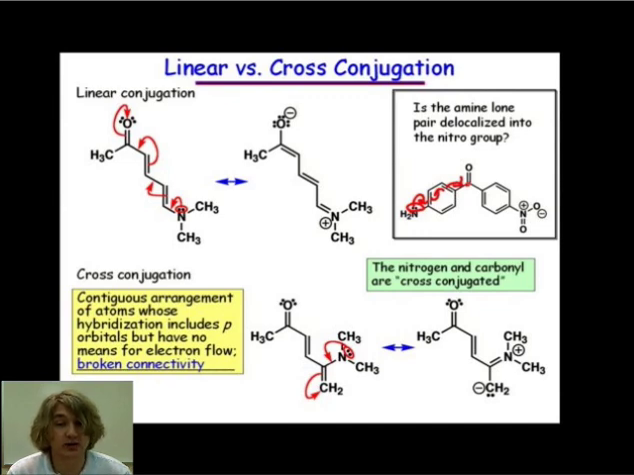So is the amine lone pair delocalized into the nitro group? The answer is no, it is not. It is delocalized into our carbonyl, but not all the way to the nitro group.